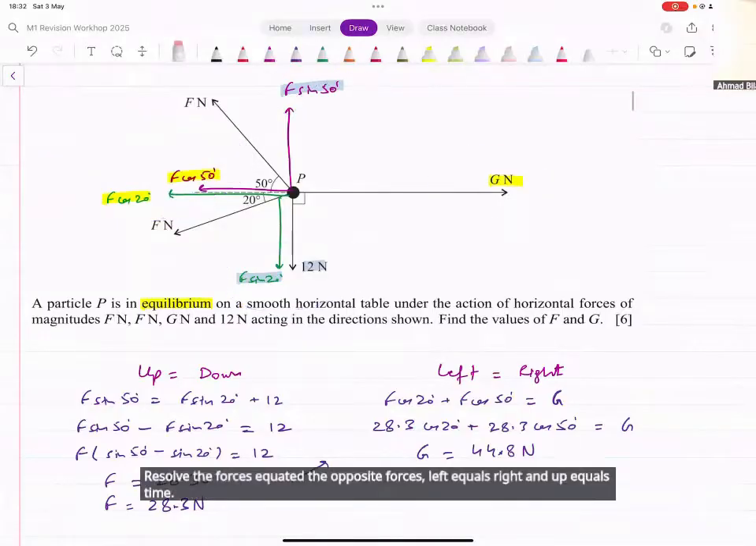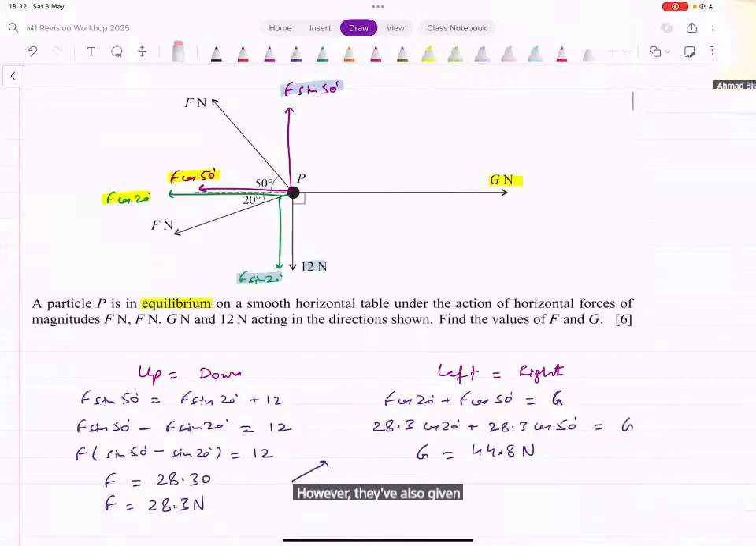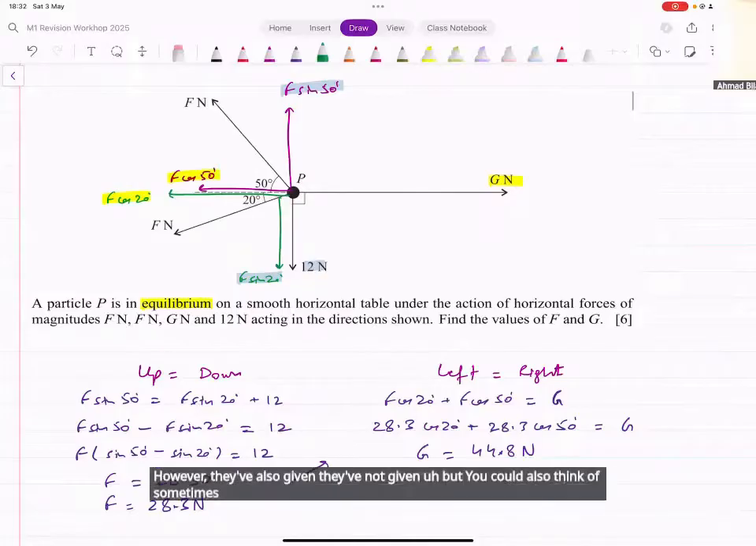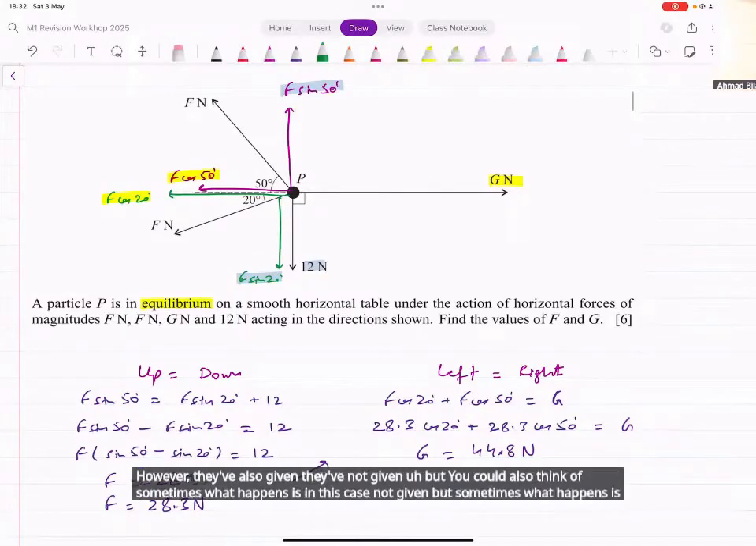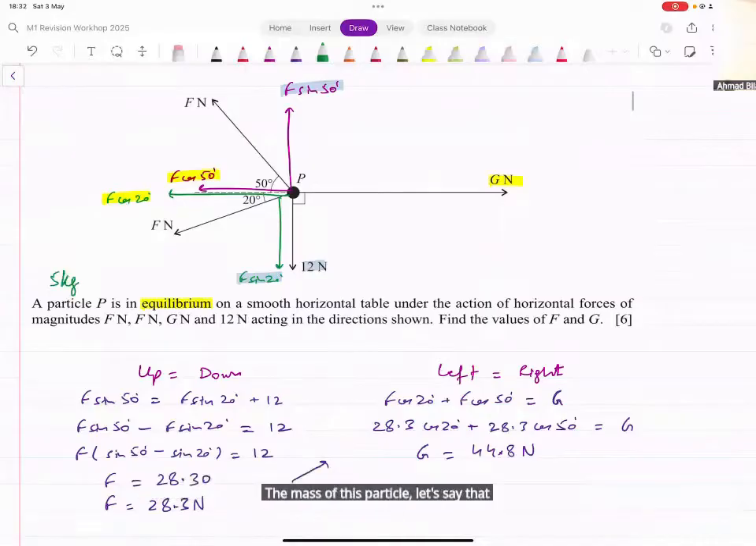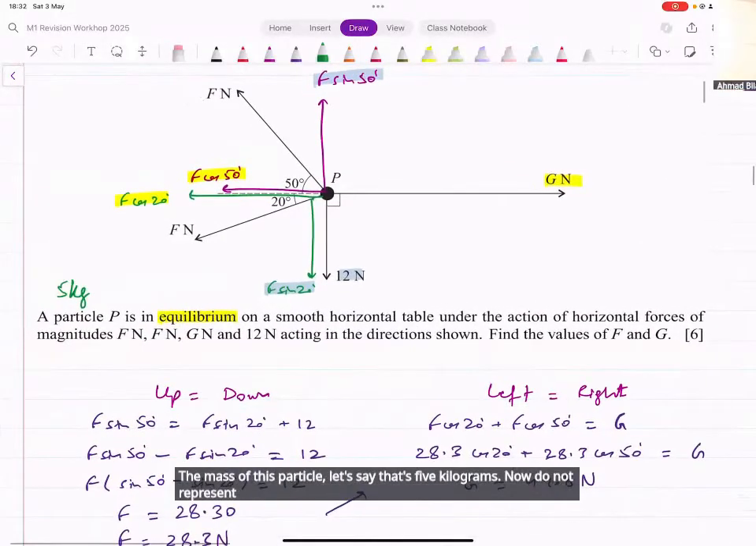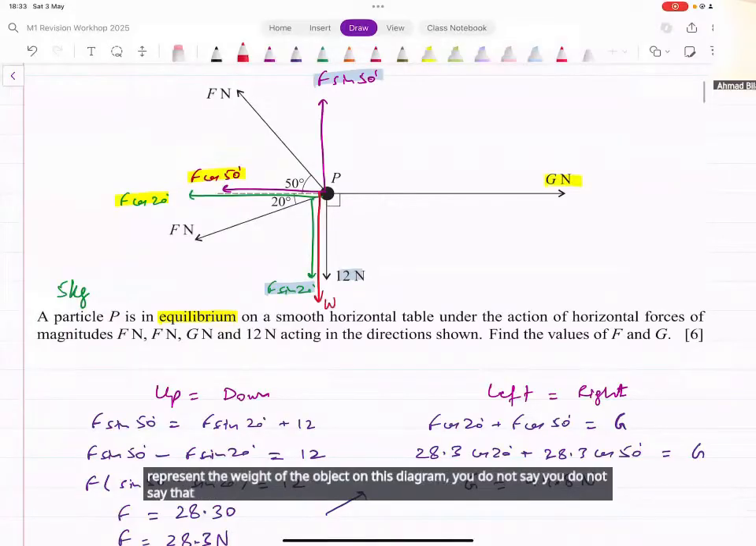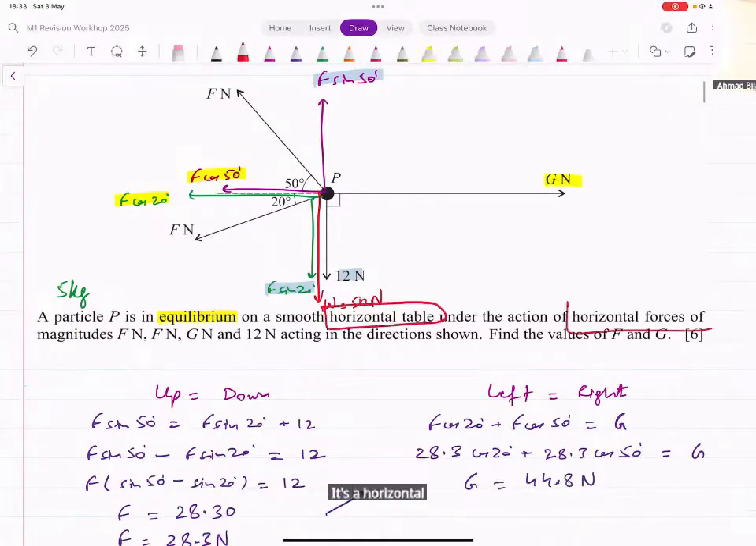However, sometimes what happens is, in this case it's not given, but in the next part you need the mass as well. For some reason, you might have to use Newton's second law of motion, and they might give you the mass of this particle. Let's say that's 5 kilograms. Now, do not represent the weight of the object on this diagram. You do not say that there's a weight of 50 Newton acting in this downward direction as well. That is not going to be there. It's a horizontal table and the forces are all horizontal.